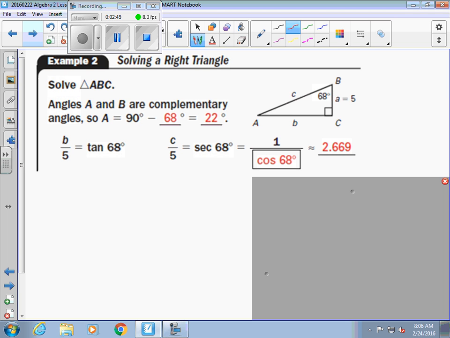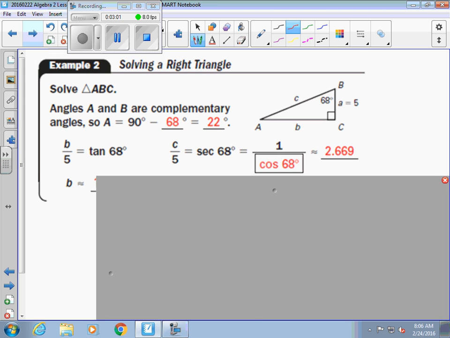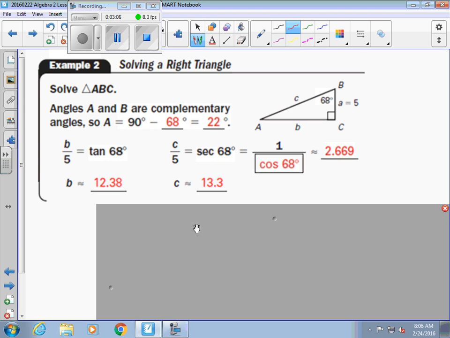You do 1, you hit divided by cosine of 68, and it's going to give you that approximate answer right there, 2.669. You'll probably get something that fills up your entire calculator, and we'll round it to an appropriate value. B then is approximately 12.38. That 12.38 comes from the tangent of 68 degrees. All you have to do is hit tan 68, and you probably need to close your parentheses off, but you might not have to, to get 12.38. C's value is 2.669.